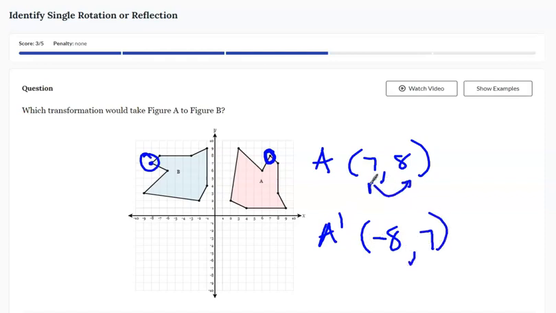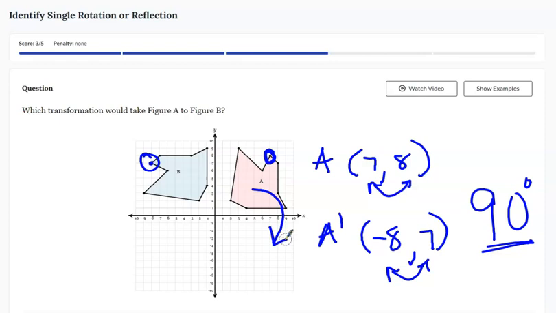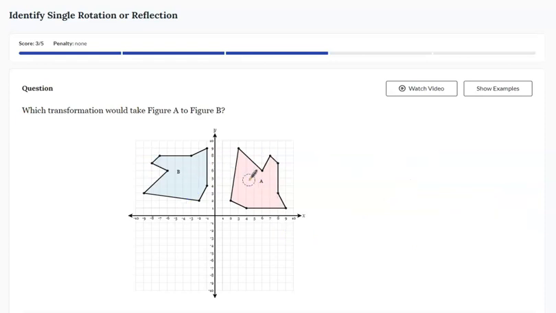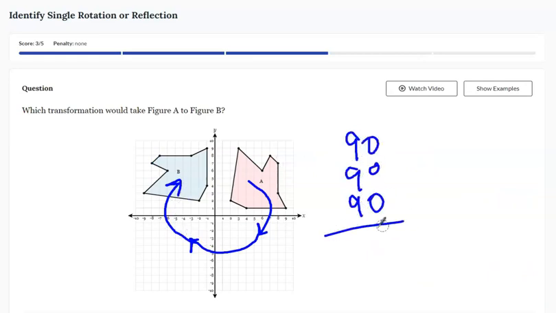You notice how these two values swapped places? Well, that only happens when you rotate 90 degrees. Now you can rotate clockwise or you can rotate counterclockwise. So I could call this a 90 degrees counterclockwise rotation, or I could say that I rotated 1, 2, 3 times 90 degrees, which is where 270 might come from.